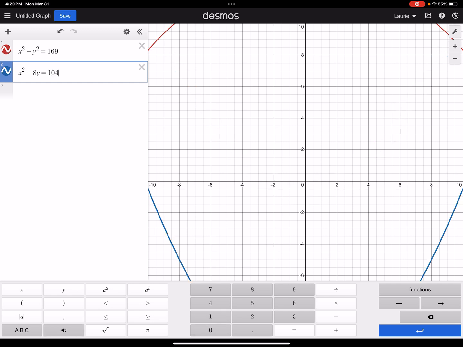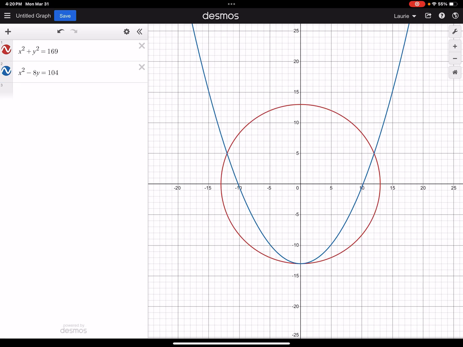Now if you don't see your graph, what you're going to want to do in Desmos is just pinch it. That's it. Notice you have a parabola. Now touch on the graph where you see they cross. If you touch the crossing spot and hold it, look at negative 12, 5. Over here, positive 12, 5. And down here, 0, negative 13. Their answers are right there.